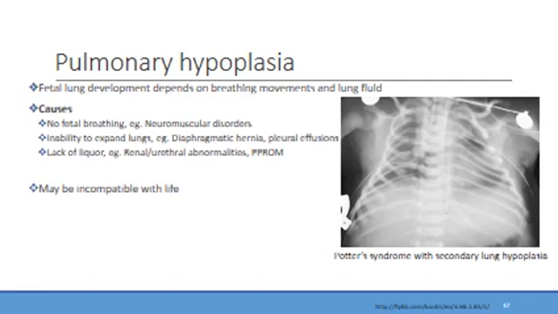An inability to expand the lungs, such as seen in diaphragmatic hernia or bilateral pleural effusions, can lead to hypoplasia. And then a lack of amniotic fluid, again, such as Potter syndrome, where there's renal agenesis, or posterior urethral valves that can obstruct the flow of amniotic fluid, or even prolonged rupture of membranes with oliguria, can lead to pulmonary hypoplasia. This can be incompatible with life.